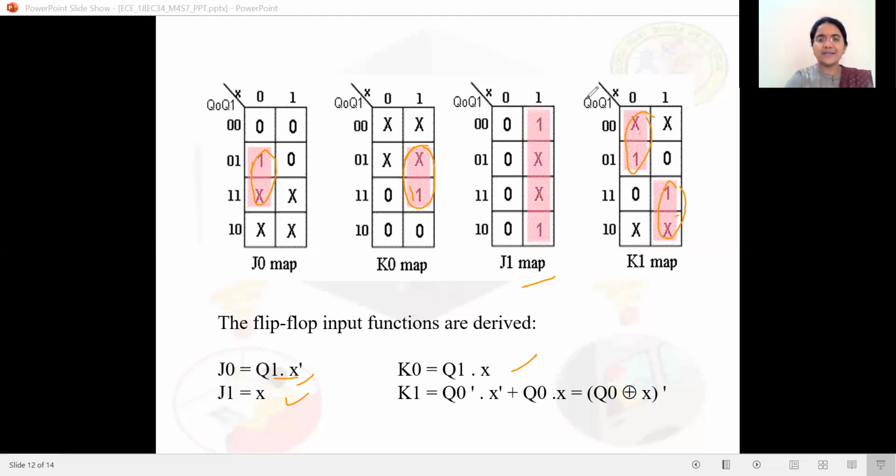And now what is the term we are getting here from these two: q naught bar into x bar, and here q naught x. This is in the form of XNOR operation, that is q naught dot x. The circle with the dot represents the XNOR operation. In this way we have to derive the flip-flop equations, input functions or input equations.